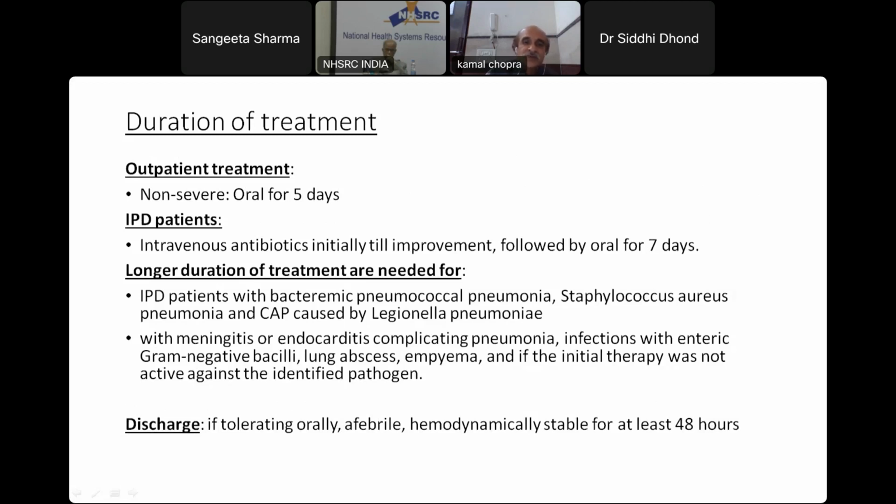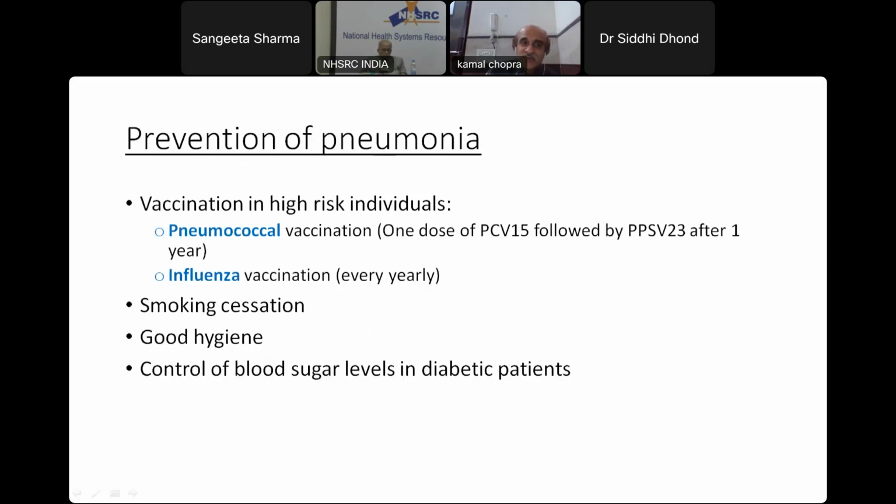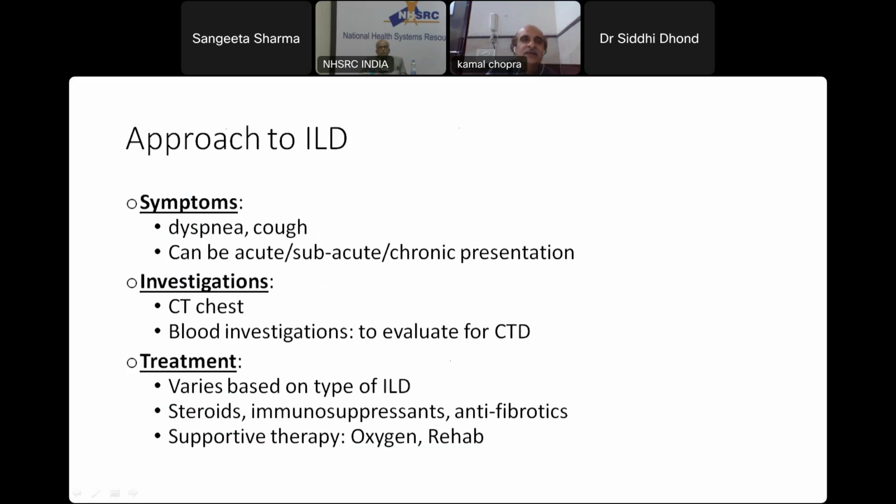Longer duration of treatment is needed only in inpatients when there is atypical pneumonia like Legionella pneumonia or there is bacteremia leading to septic shock, with meningitis or endocarditis, or complications of pneumonia like lung abscess formation, empyema; maybe longer treatment is required. Prevention is very important. In this season, vaccination for viral infection like influenza and pneumococcal vaccination are very important, especially in old age patients or patients with immunosuppression. Smoking cessation, good hygiene, and control of blood sugar and diabetes are important.